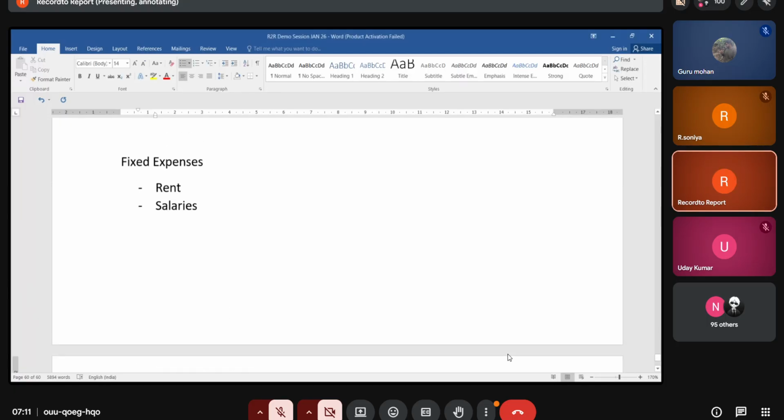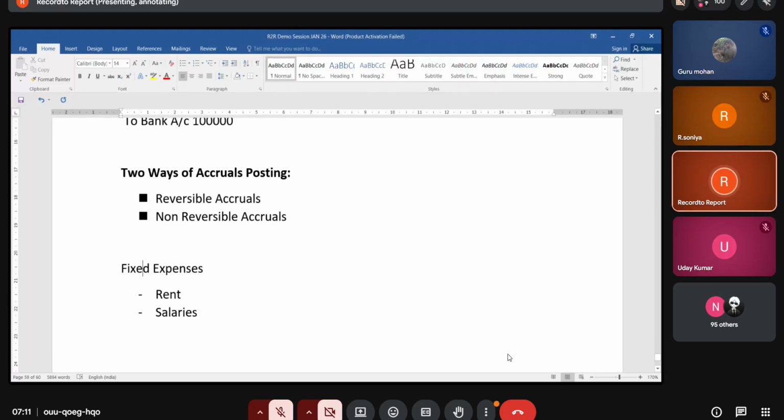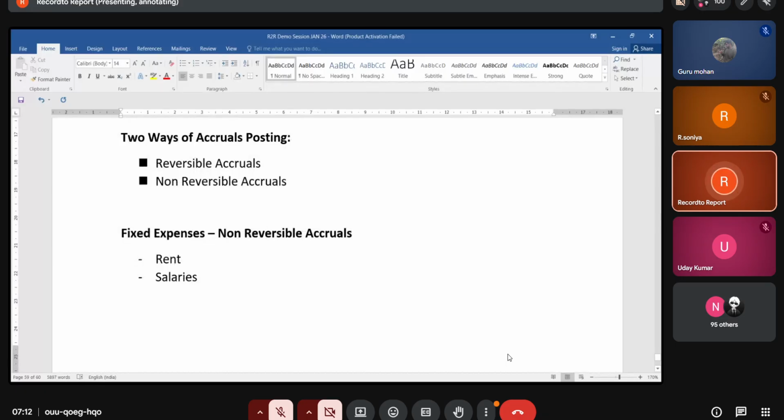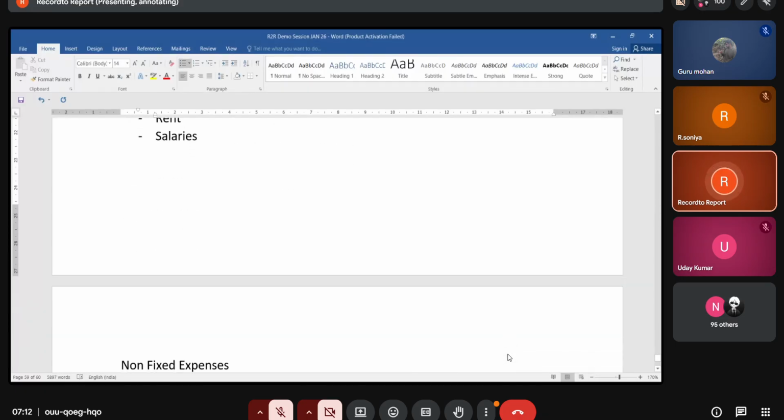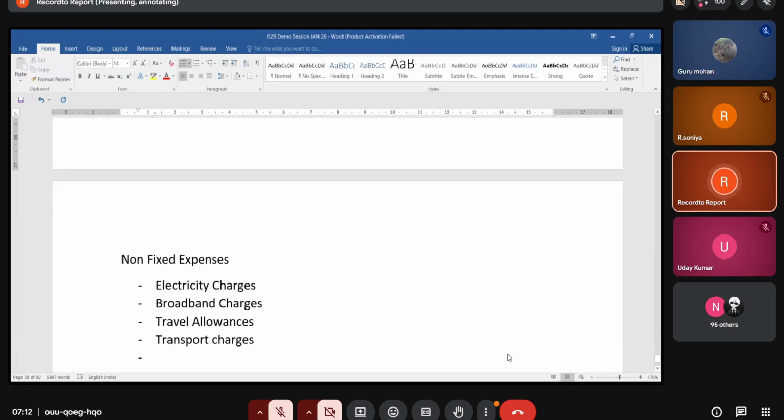So wherever we have fixed expenses, those are non-reversible accruals. Wherever fixed expenses happen, like salaries and rent, it is non-reversible, because we need to pay the exact amount, so there is no need of reversing.